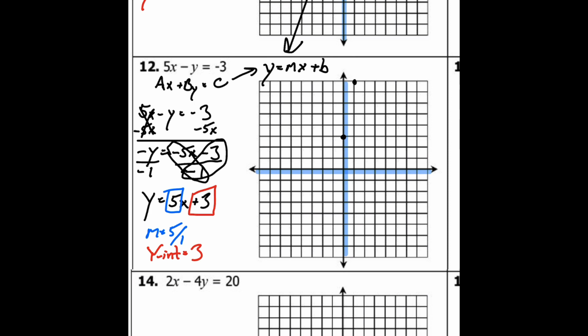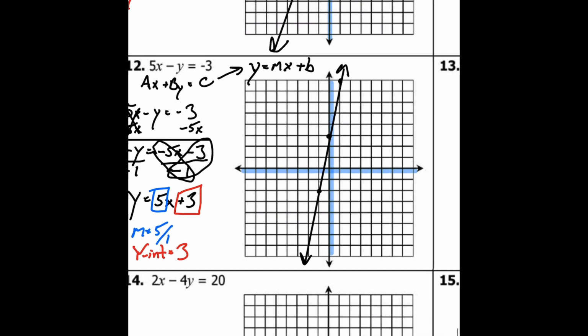Since we can't go up any further, we're going to go back to our starting point, and we're now going to go down 5. 1, 2, 3, 4, 5, and 1 to the left. From here, we can draw in our line, going through all of our points. Put our arrows on the end. Make sure your lines are going off your graph. And that is number 12.